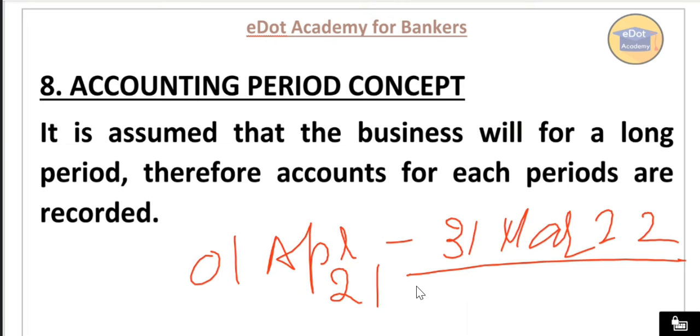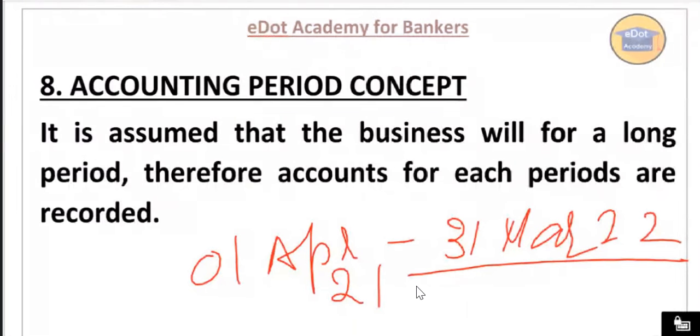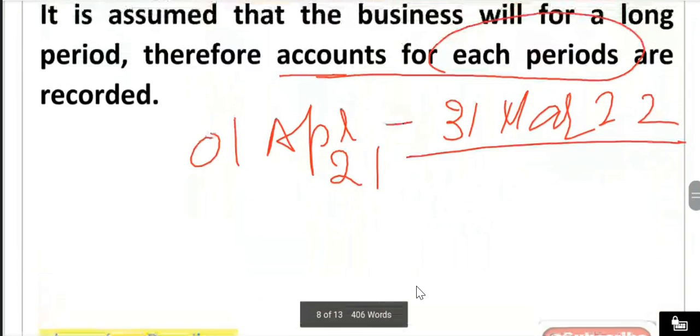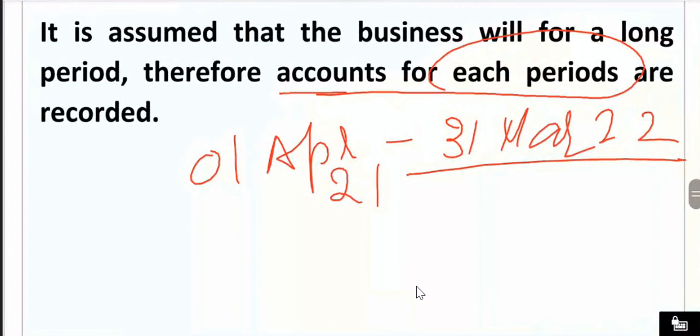It is assumed that business will be for a long period. Therefore, the accounting period is fixed, and we always keep on recording period-wise. Then as on 31st March, we close the books of account and we start once again. So this is the accounting period for the Indian system. Some other countries follow 1st January to 31st December, no problem, but in India we follow 1st April to 31st March of next year.